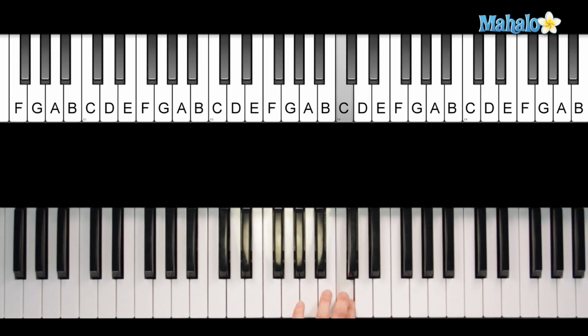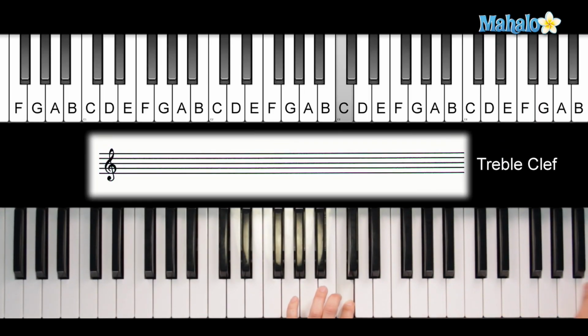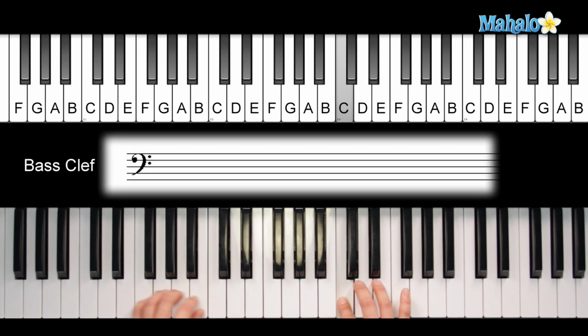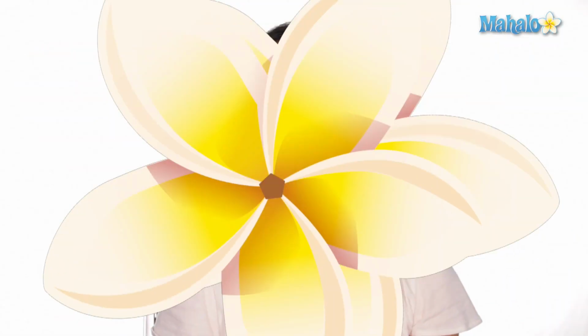The keyboard is also separated by the middle C, and we call this area of the keyboard the treble clef. And then we also have this area called the bass clef, and it has all of the low notes on the keyboard.